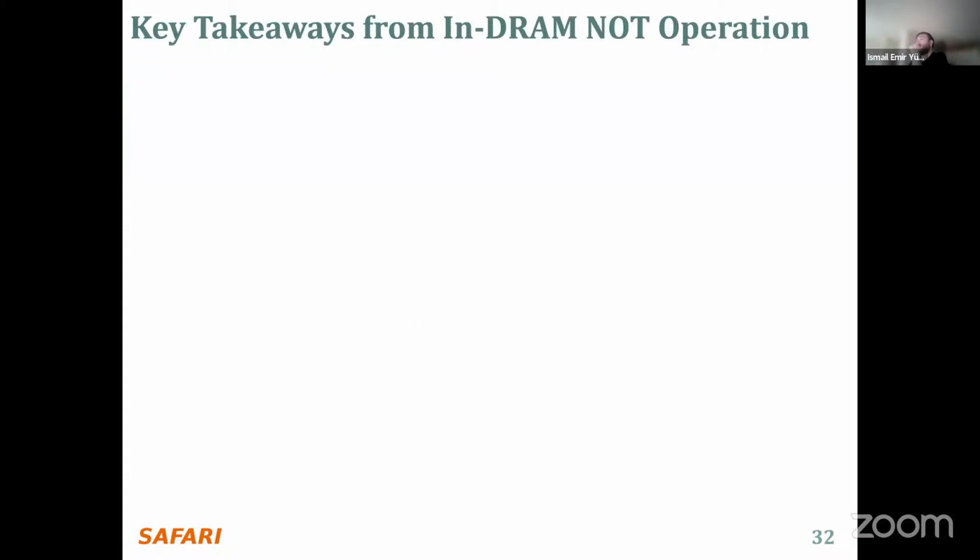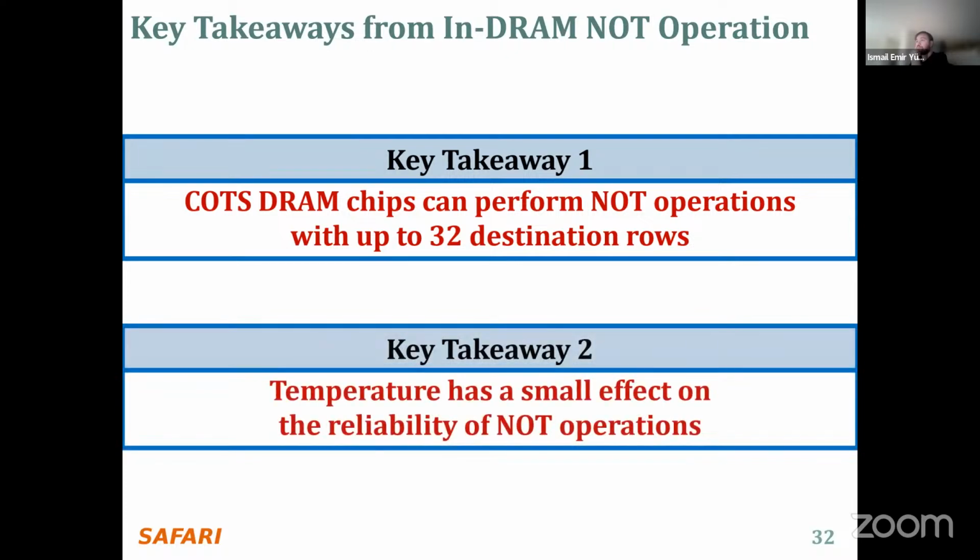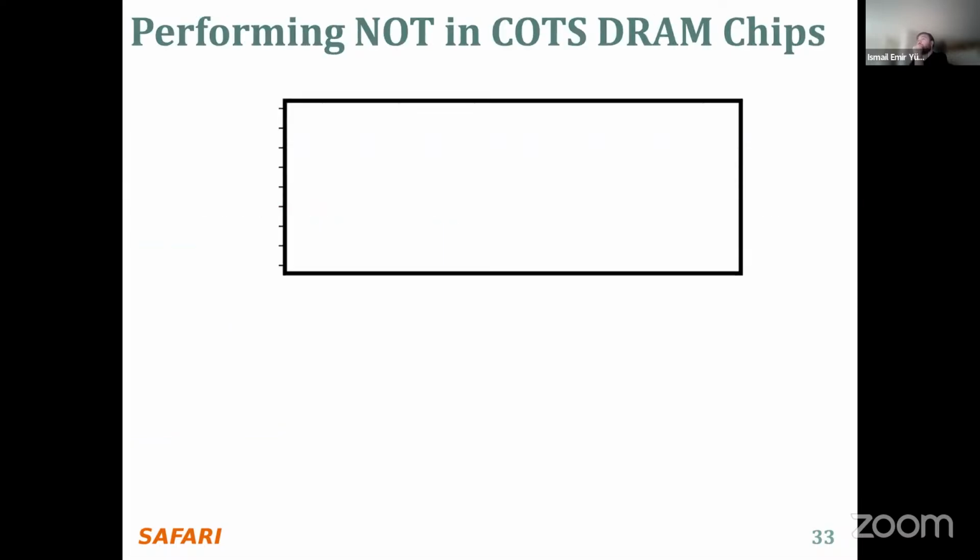So our key takeaways from NOT operation is that off-the-shelf DRAM chips can perform NOT operations with up to 32 destination rows, and temperature has a small effect on the reliability of these operations. So let me show you the data. Before that, I'll introduce the axes.